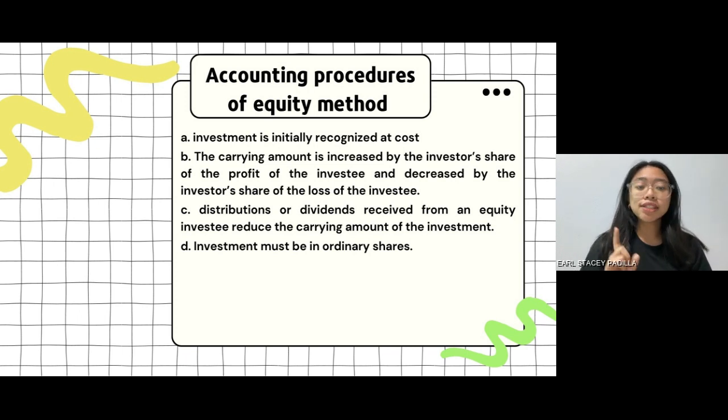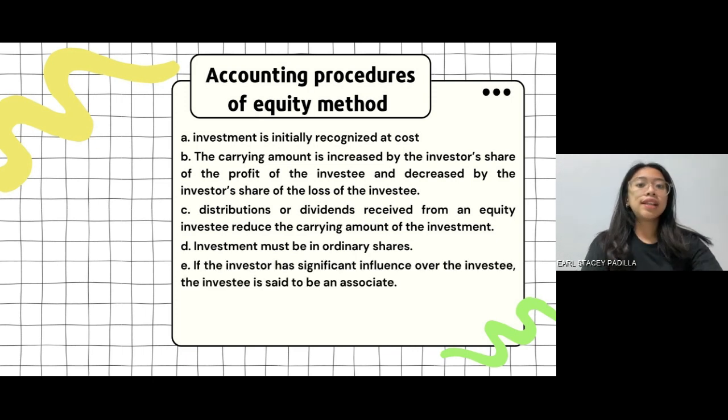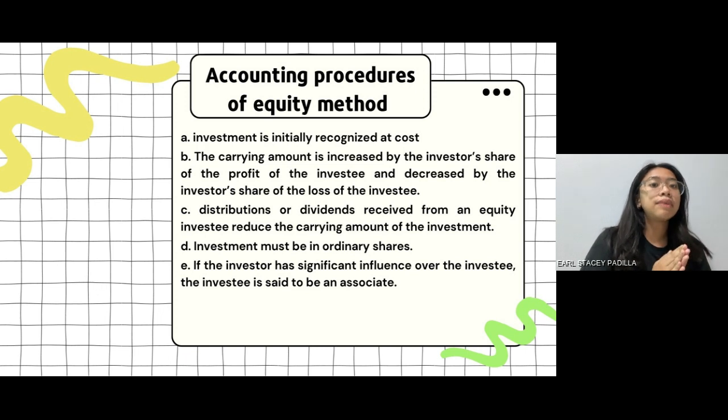If the investment is in preference shares, the equity method is not appropriate regardless of the percentage, because the preference share is a non-voting equity. Letter E. If the investor has significant influence over the investee, the investee is said to be an associate. It is appropriate to refer to the investment in ordinary shares as an associate investment under the equity method.